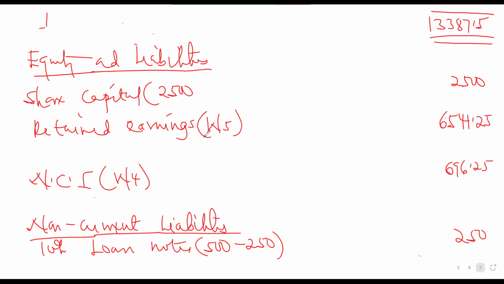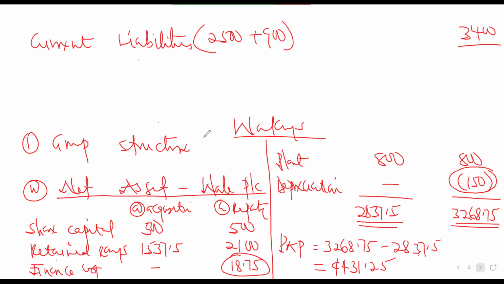The IS1 says that we should calculate our total assets. So we should use our accounting equation. Total assets is equal to capital plus liabilities. So let's put this here, 2,500 plus 6541.25 amount, 9041.25, okay, plus 696.25 plus 250, then plus 3,400.